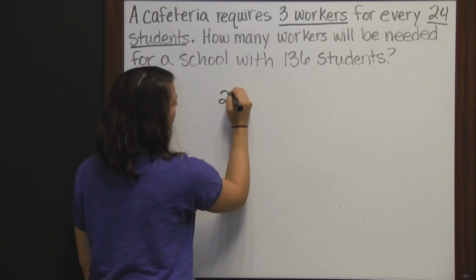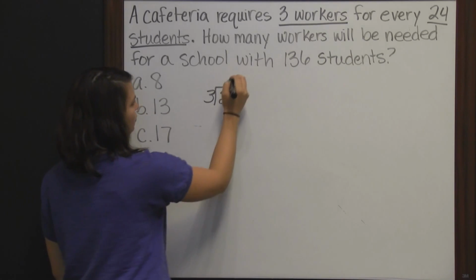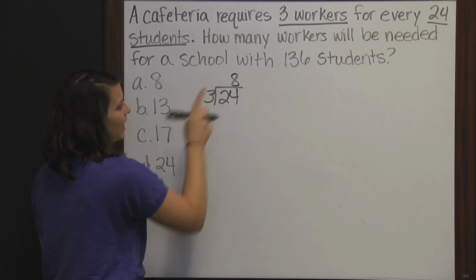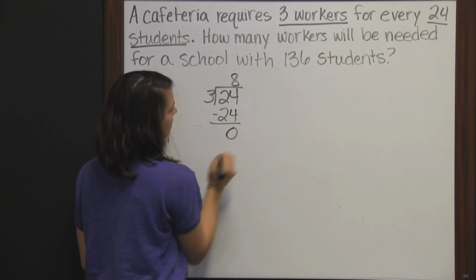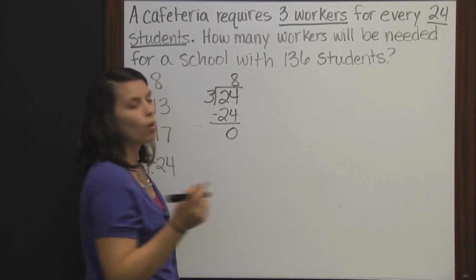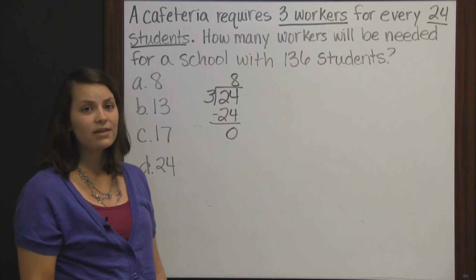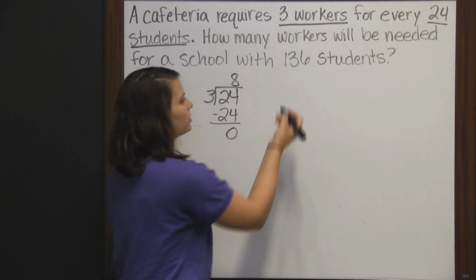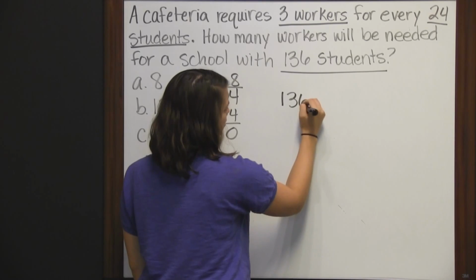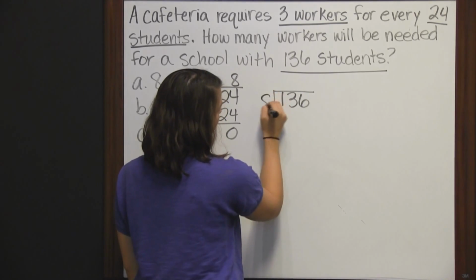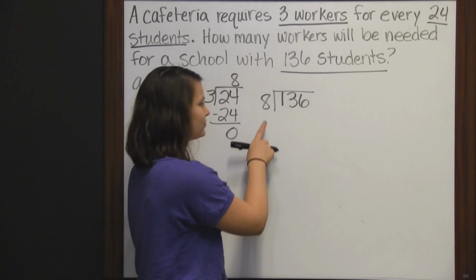So we take 24 and divide it by 3. 3 goes into 24 8 times because 8 times 3 is 24. So there's no remainder. That means there's 1 worker for every 8 students. With that information, we can figure out how many workers are needed for 136 students. So we take 136 students and divide it by 8 students to figure out how many workers we need.